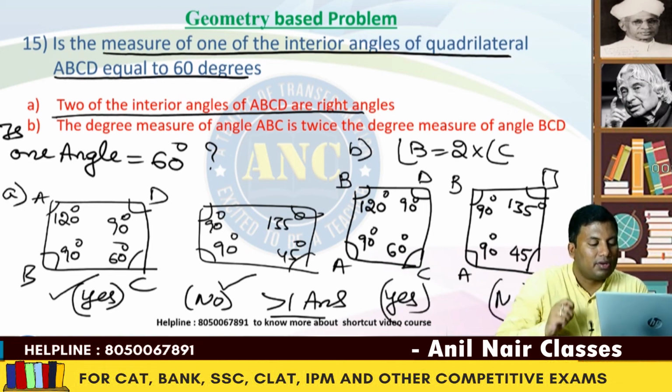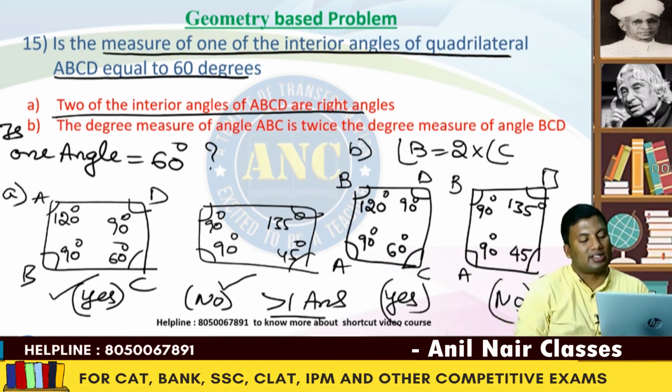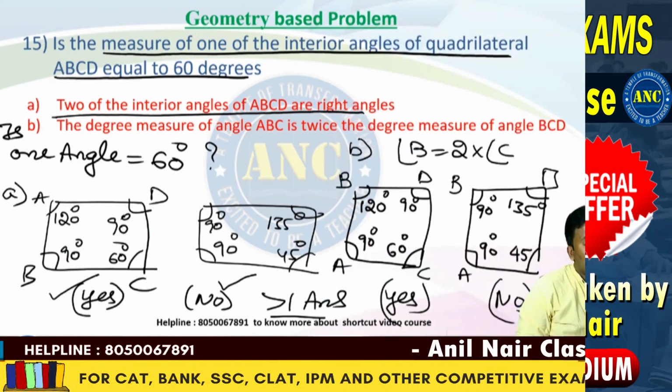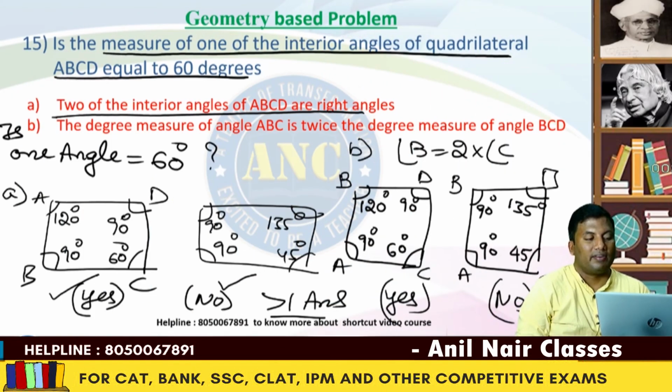Yes or no? Again two answers we got. So first one is not giving, second one also is not giving. So the answer is statement 1 alone cannot give the answer, statement 2 alone cannot.